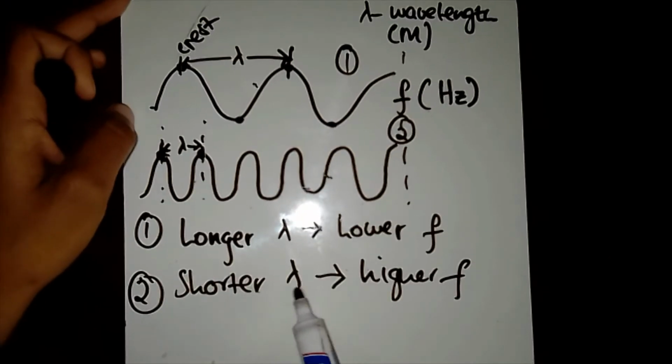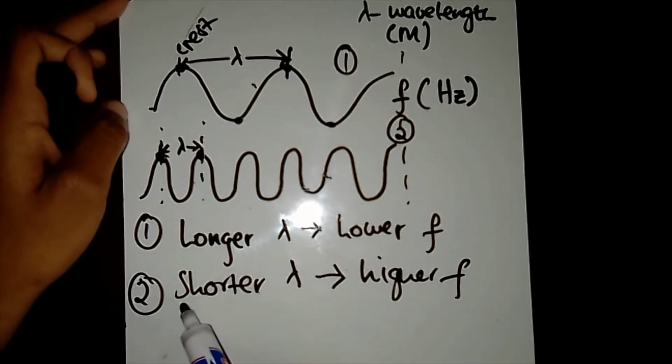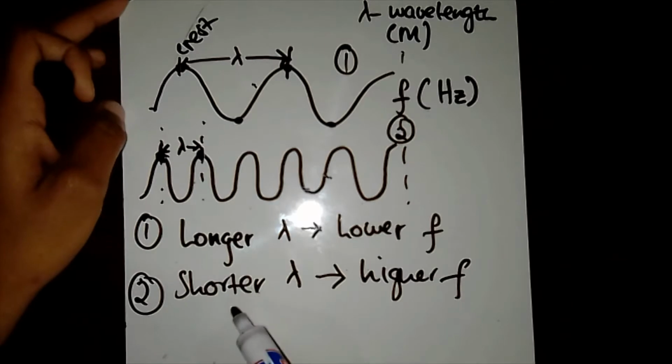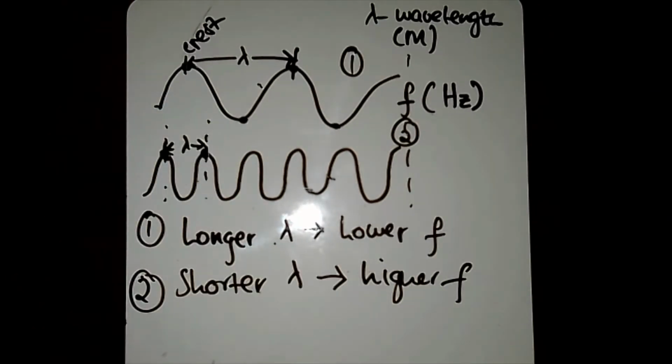wave 2 has a higher frequency, but a higher frequency always corresponds to a shorter wavelength. That is something important to know. A longer wavelength corresponds to a lower frequency.